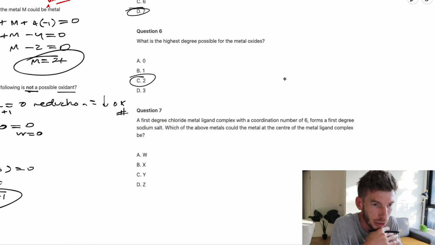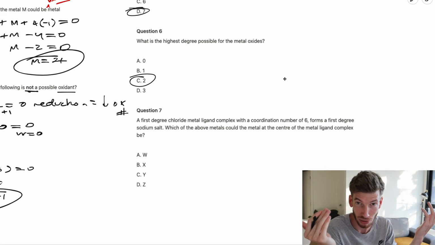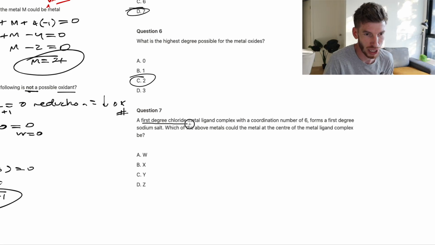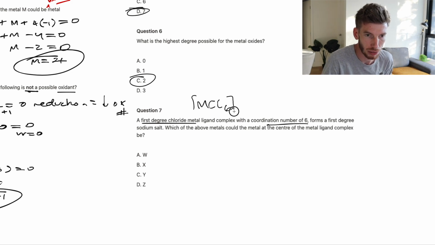And then finally question 7, so a first degree chloride metal ligand complex with a coordination number of 6 forms a first degree sodium salt. Which of the above metals could the metal at the center of the metal ligand complex be? Now that's just designed to be a really, really confusing question. Let's just break it down. So first of all, you've got a first degree metal ligand complex. So you've got M and then chlorides, but you don't know how many there are. Then it says has a coordination number of 6. So now you know there are 6 attachments to it. So we're slowly building it. This is our ligand complex.